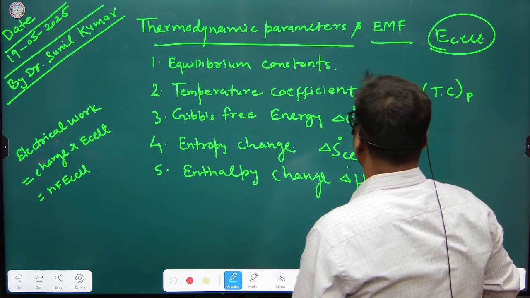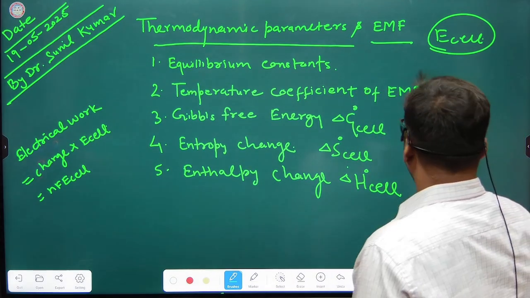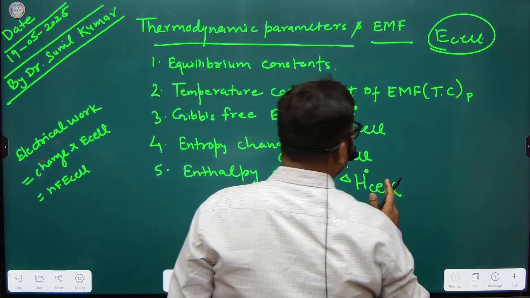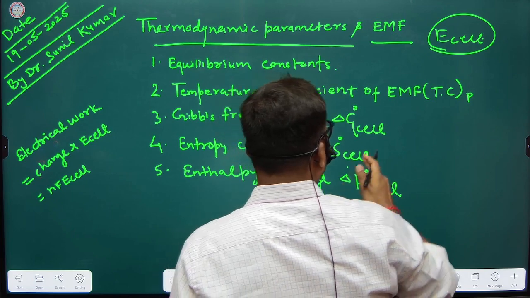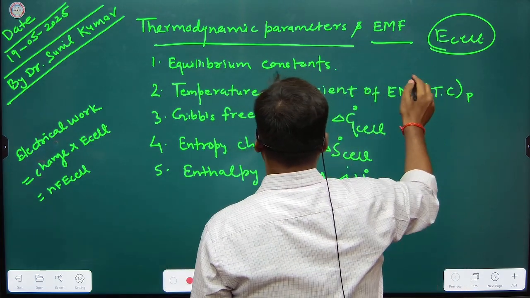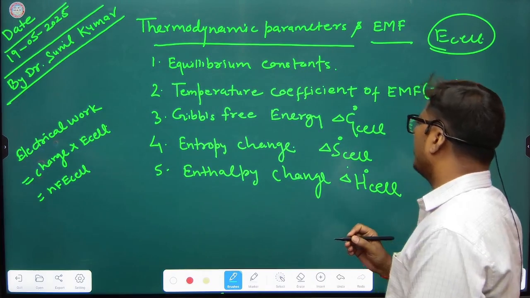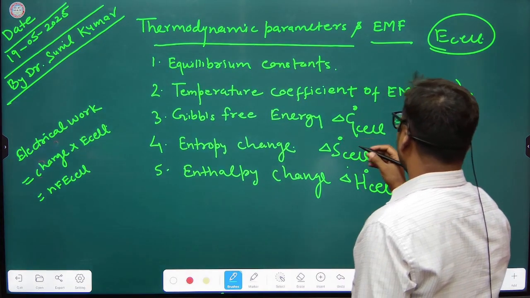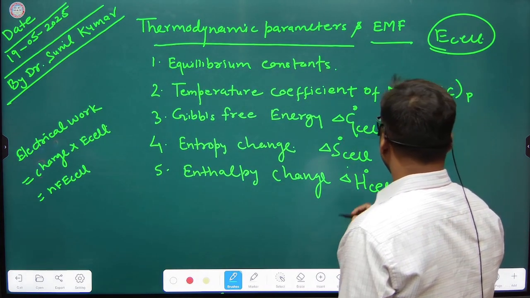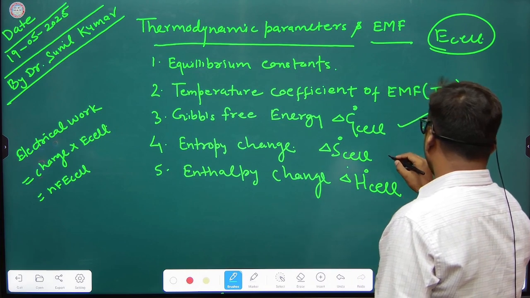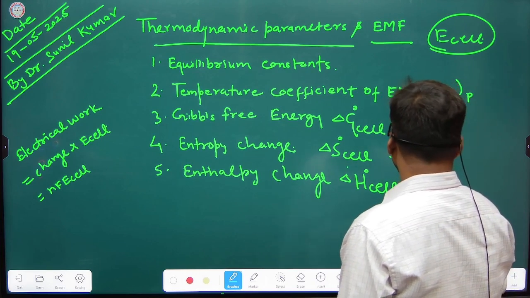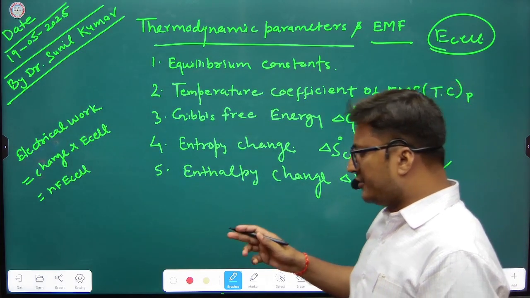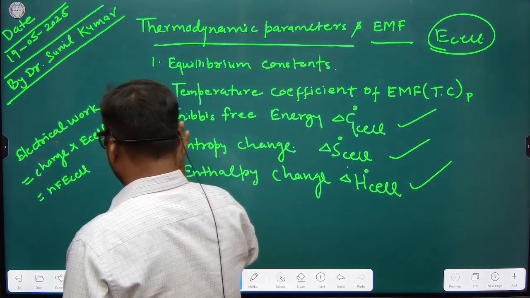So what are the mechanism and function by which we can correlate this particular cell potential with thermodynamic quantities? Thermodynamic quantities means there is change in Gibbs free energy, change in entropy of the cell, change in enthalpy of the cell. Here, cell in the sense it is an electrochemical cell, right?